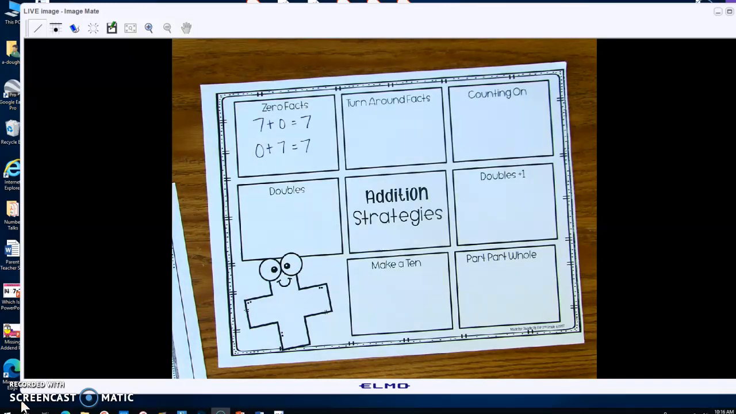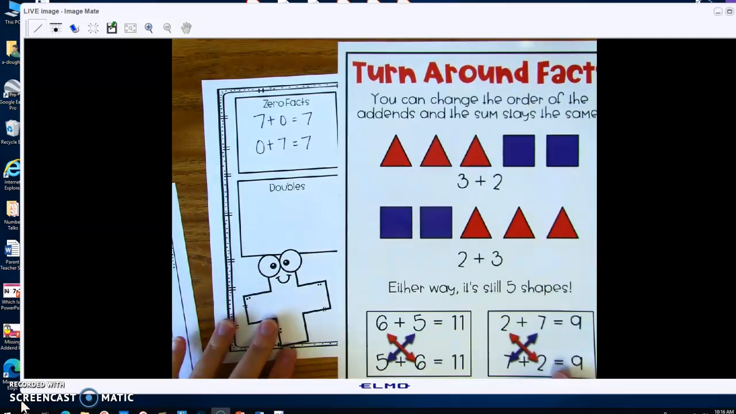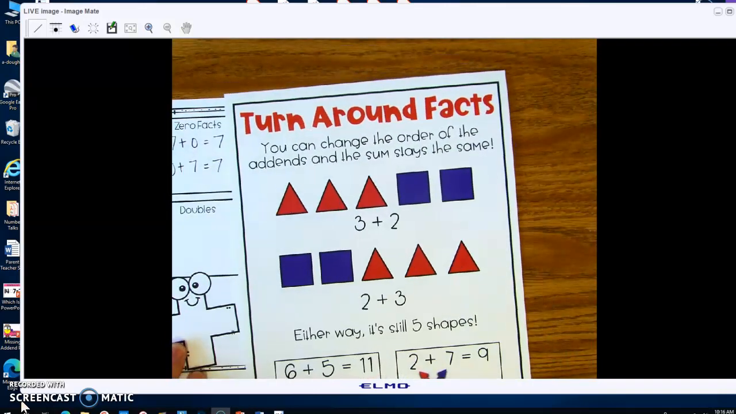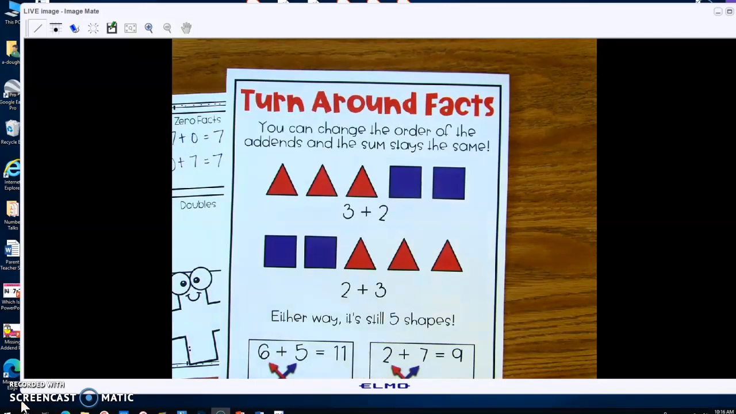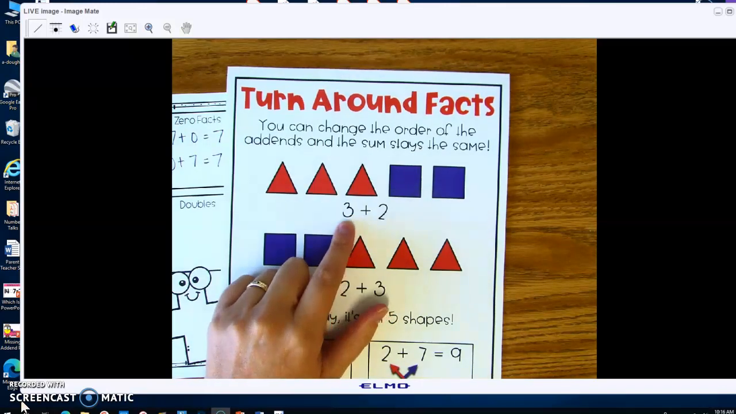Now the next one, we're not going to fill this whole thing out. We're just going to do a couple a day. We'll finish it next week. Another thing we learned was turnaround facts. So you can change the order of the add-ins. This is an add-in. This is an add-in.